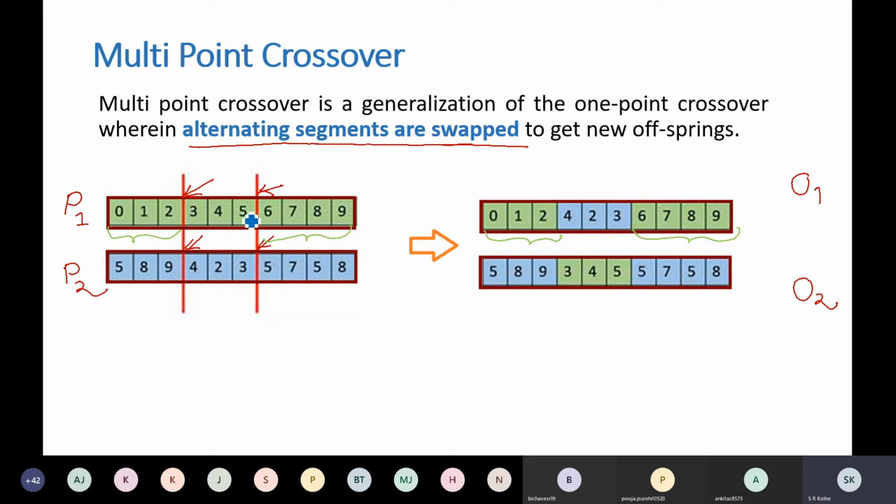So I can show this in this way: 3 4 5, you have replaced that in O2, and 4 2 3 you have replaced that in O1. So crossover is there, cross is there. Okay, so that's how alternating segments are swapped in multi-point crossover. Okay, understood?